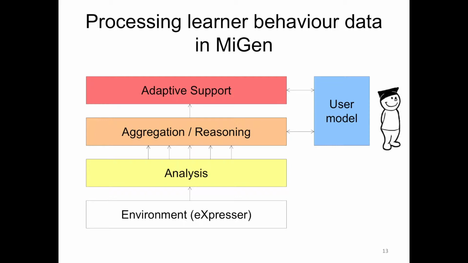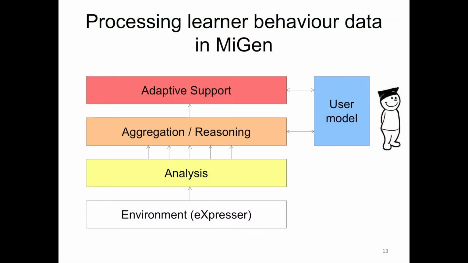The information from the different analysis modules is combined in the aggregation and reasoning layer. The aggregation and reasoning layer again consists of different components which combine information from the analysis module and use this information to perform different types of reasoning about the feedback that the user should receive. So, for example, what type of feedback and when it should be given.